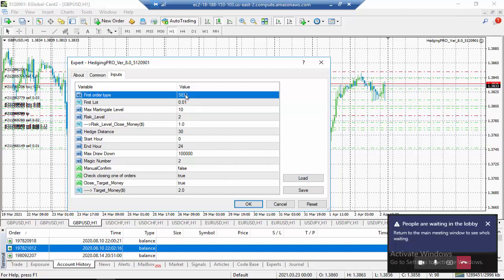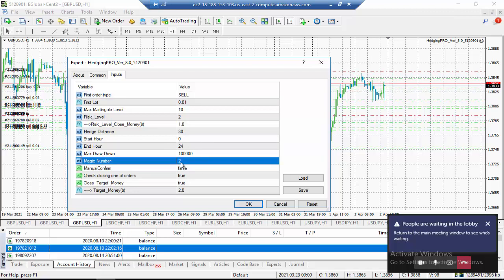So the second chart will be sell. If I click on this, you can see buy here, but I'm not buying, it's my selling chart. So I put a sell, I put the same parameter. The same parameter on the buying is what's supposed to be on the selling. So 0.01, my martingale level 10, my risk level should be 2. My emergency take profit is $1 or 1 cent. My hedging distance still remains 30. Starting hours 0, ending hours 24. I put my maximum drawdown, which is my capital.